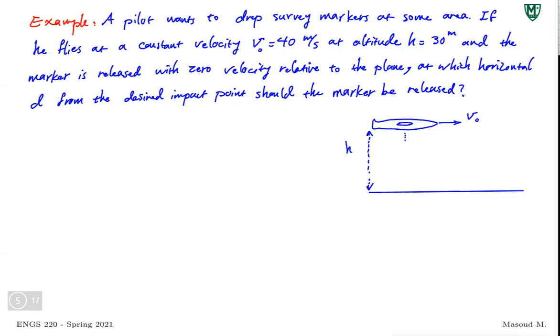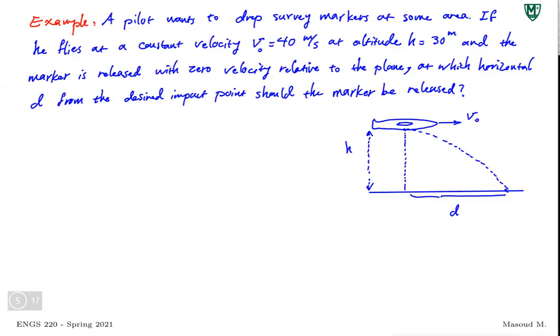Now if you take this as the point where the marker is released, then this is what this problem is trying to ask. This distance d, let's say the marker goes in this type of motion, projectile motion. All right, so here's the problem, right? The plane is moving with the velocity v naught. If it flies at a constant velocity called v naught, it's constant, so at any given time, its x direction velocity is 40 meters per second, meaning that even at the initial moment it is 40 meters per second.